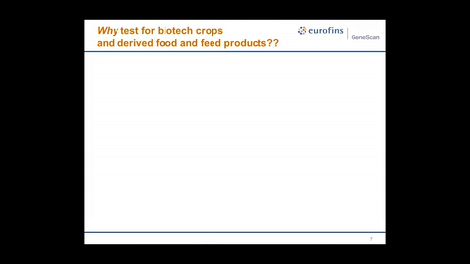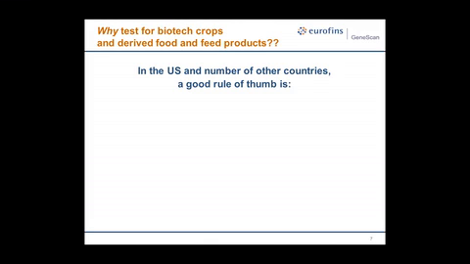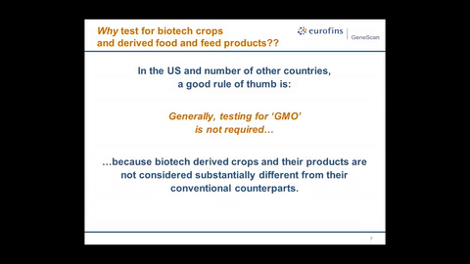So moving along, why are we testing for biotech crops? In the US, a good rule of thumb is you generally don't have to test. We don't have to test because the biotech crops and their products are considered substantially the same, substantially equivalent, to their conventional counterparts. So this means corn is corn, whether it's biotech or not. And there's just no reason to test.